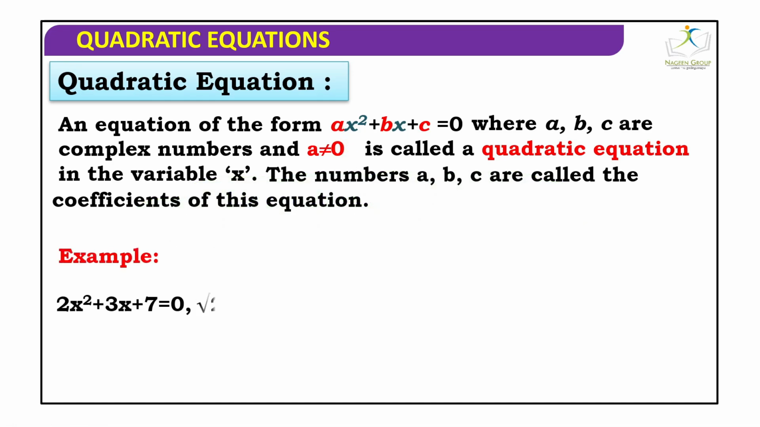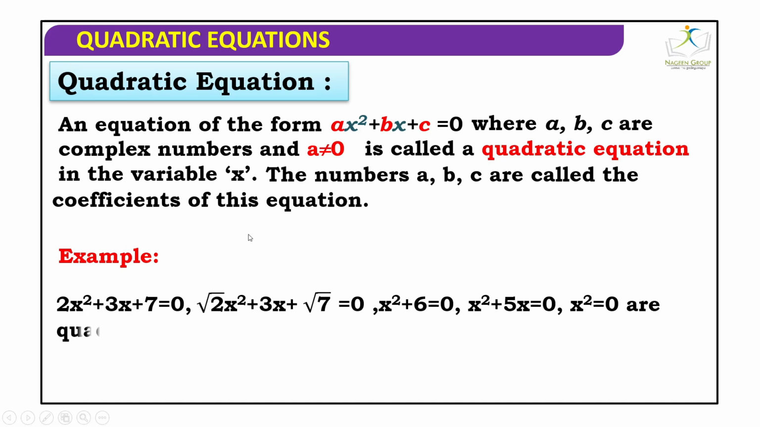Now, let's see the examples. Root 2 x square plus 3x plus root 7 equal to 0. So here we can find what is the value of a, b, c in it, right? A is the value which is with the x square, then this is b, and any term which is without x, without any variable, that is called the constant, which is c. Here it is root 2, here this is 3 and here it is root 7.